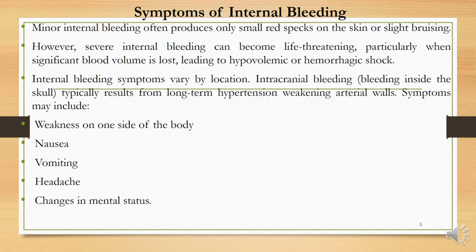Internal bleeding symptoms can vary by location. Intracranial bleeding, that is bleeding inside the skull, typically results from long-term hypertension weakening arterial walls. Symptoms may include weakness on one side of the victim's body, nausea, vomiting, headache, and changes in the person's mental status. These are the signs you can see from somebody experiencing this internal bleeding.